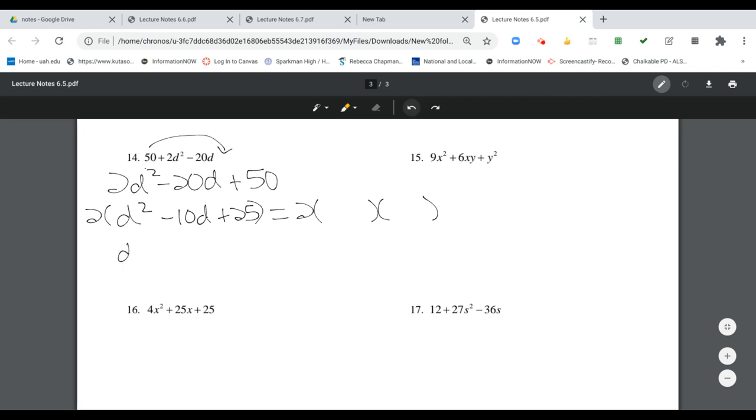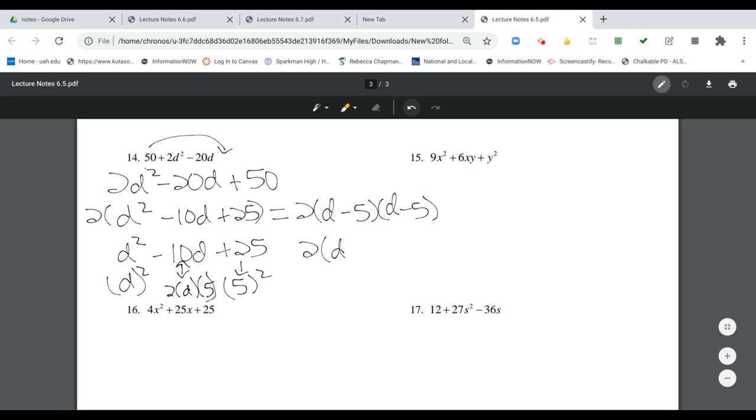So I'm going to focus on the d squared minus 10d plus 25. I have d squared as my first term. I have 5 squared as my second term. And the middle term should be 2 times d times 5, which it is. 2 times d times 5 is 10. So I'm going to have d minus 5 and d minus 5, or I'm simply going to write it as d minus 5 squared.